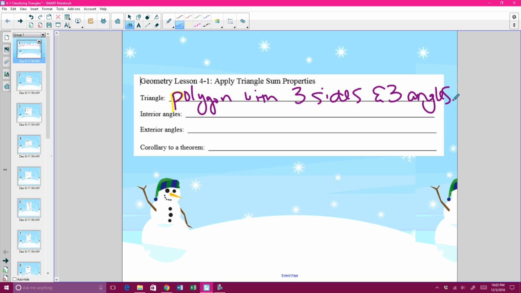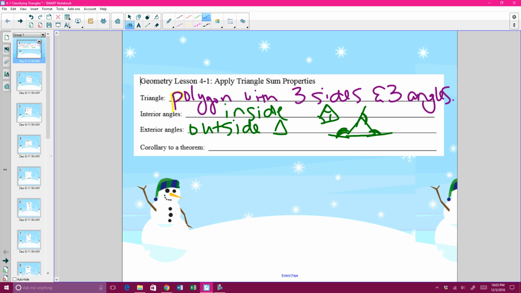There's 2 different types of angles for a triangle. There's interior, which is inside the triangle, so that would be these. And then there's exterior, which is outside the triangle. So that would look like this. This one, and this one.